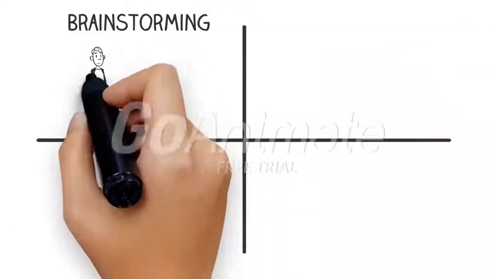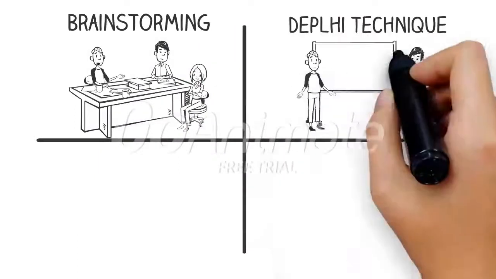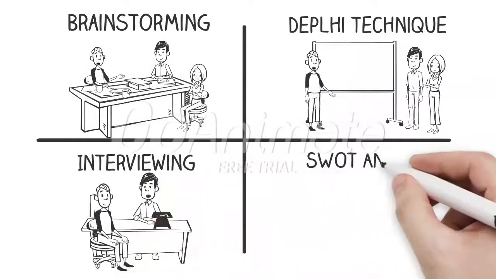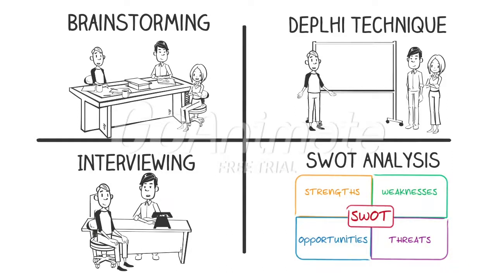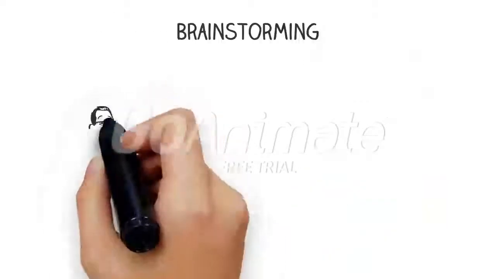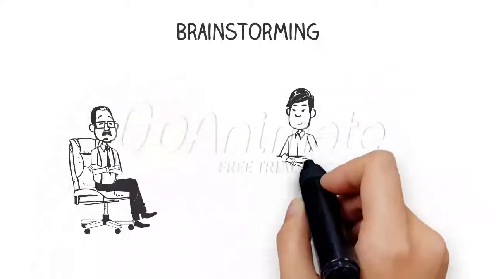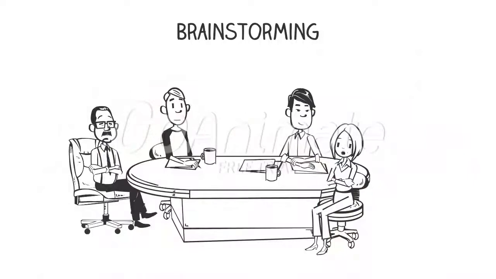There are several tools and techniques for identifying risks. These common information gathering techniques include brainstorming, the Delphi technique, interviewing, and SWOT analysis. Brainstorming is a technique by which a group attempts to generate ideas or find a solution for a specific problem by amassing ideas spontaneously without judgment.